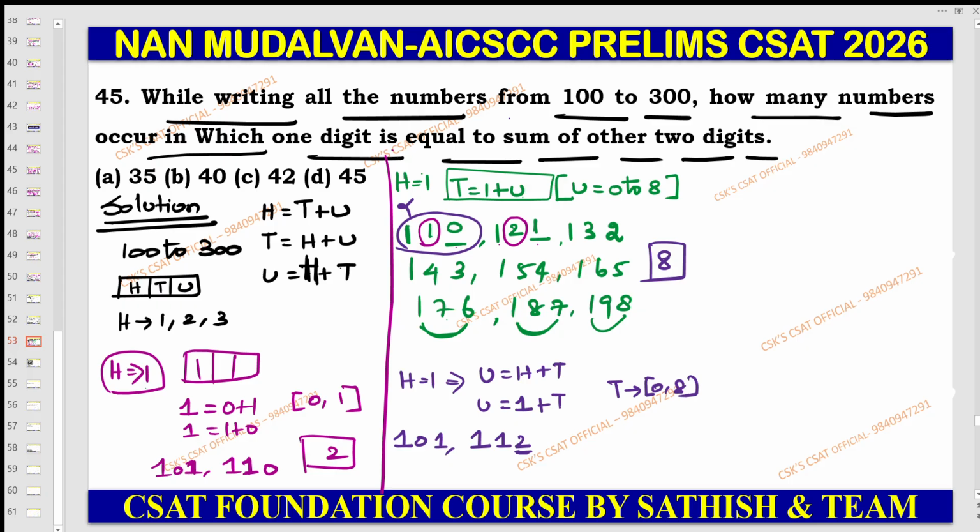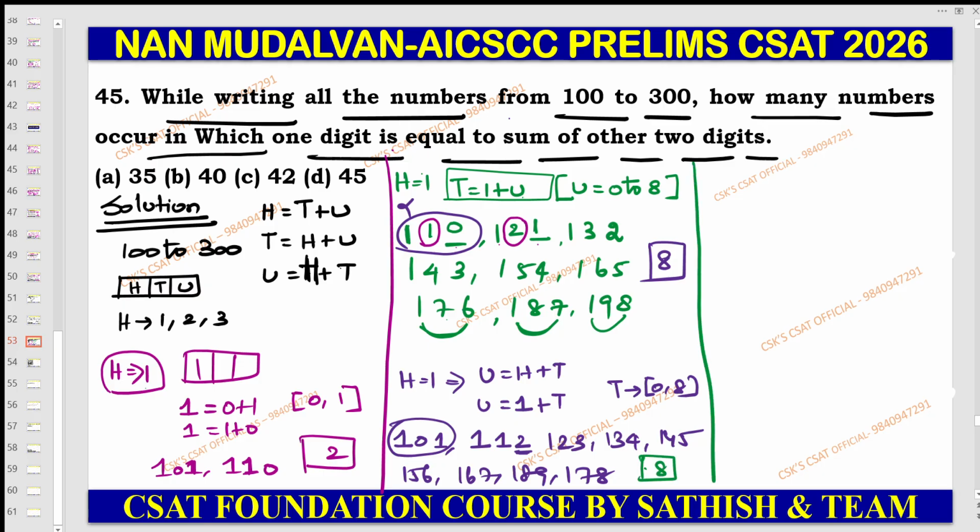Like that, how many such numbers are there? 123, 134, 145, 156, 167, and 178 also. This one is repeated because 101 is already present, so you have to avoid double counting. So it becomes 8 here. So when h is equal to 1, there will be a total of 18.